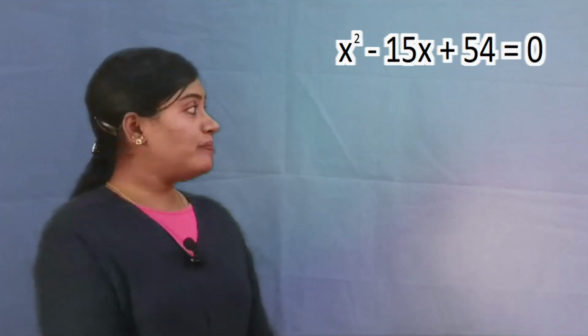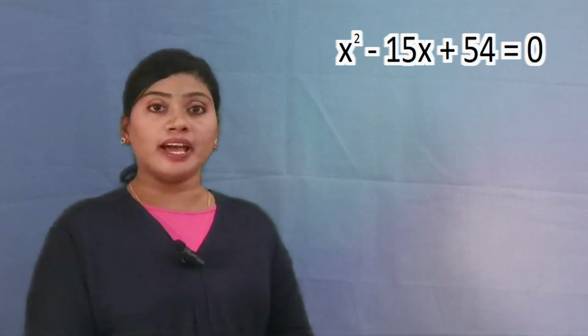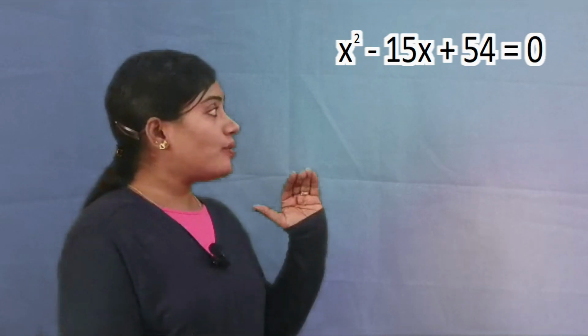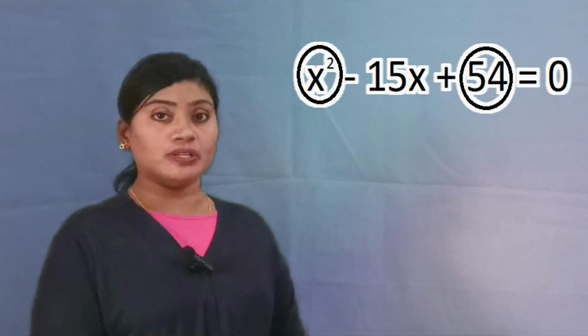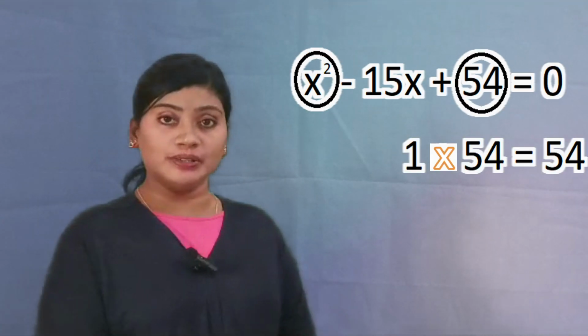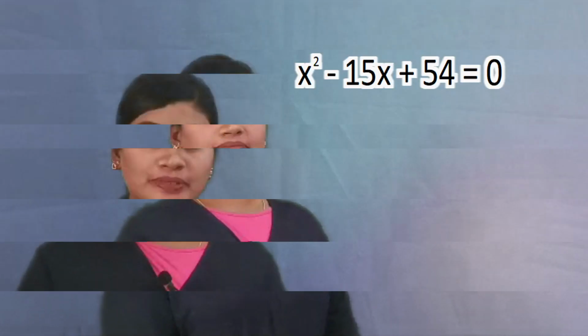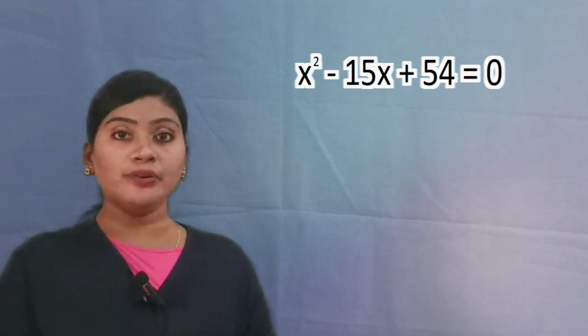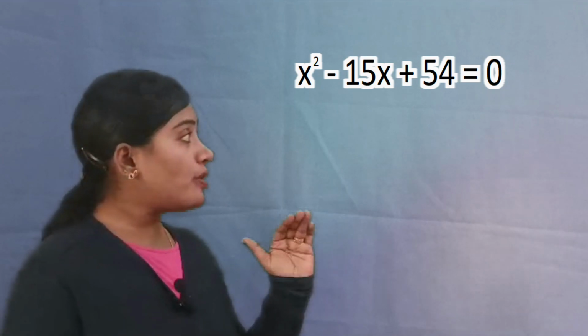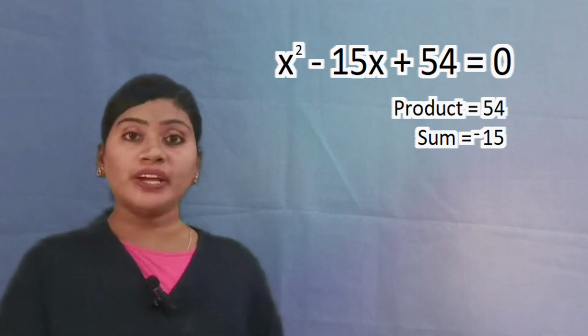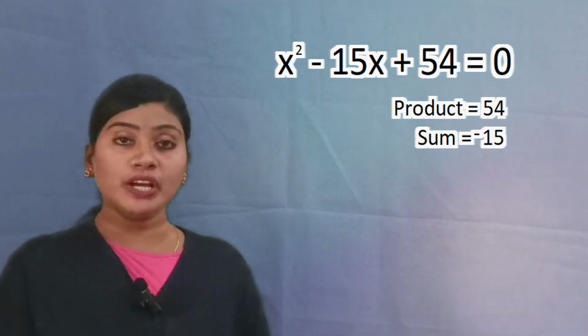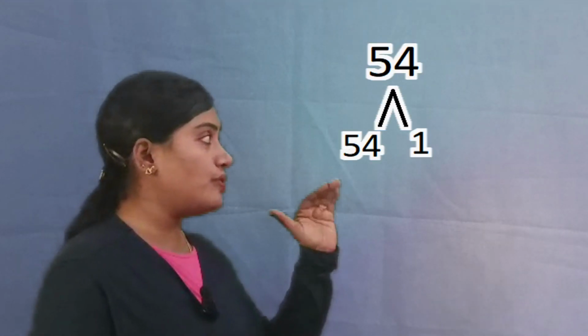Step 2. Multiply the coefficient of x square and the constant term. Here, the coefficient of x square is 1 and the constant term is 54. So 1 times 54 is equal to 54. Step 3. Find the numbers. We have to find two numbers whose product will be 54 and sum will be minus 15. For finding these two numbers, first we have to find all the factors of 54.